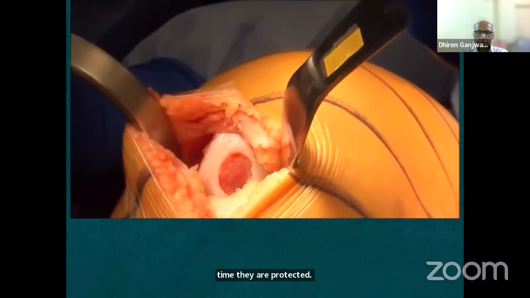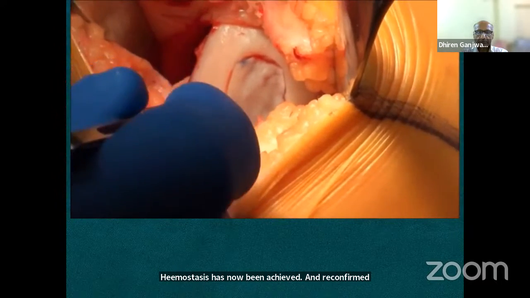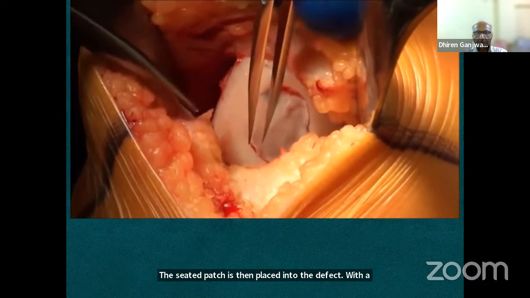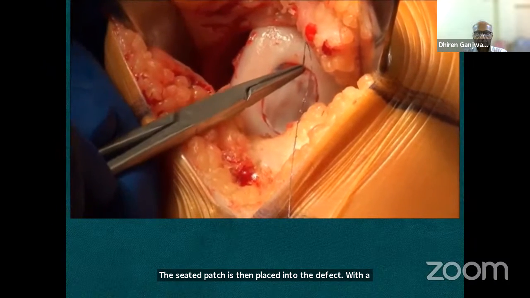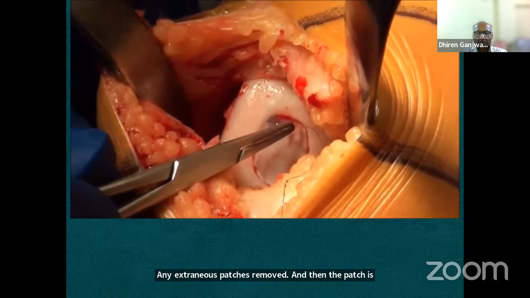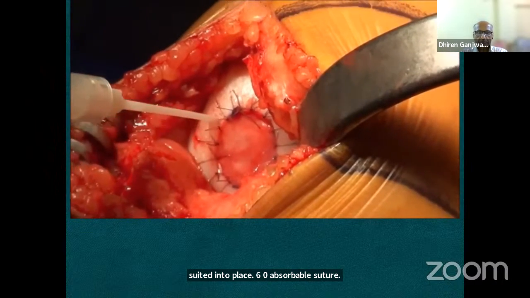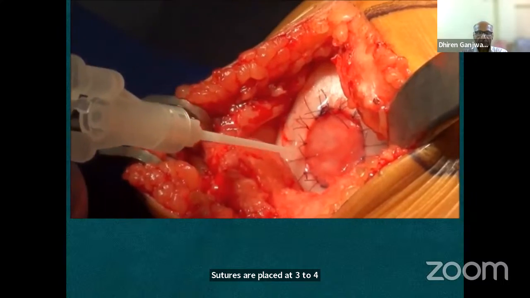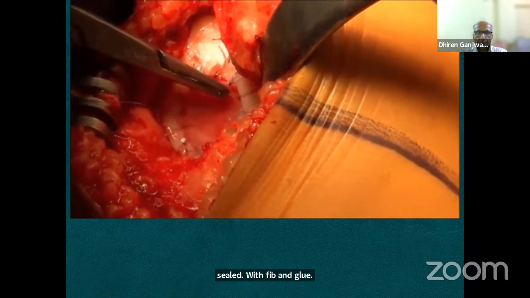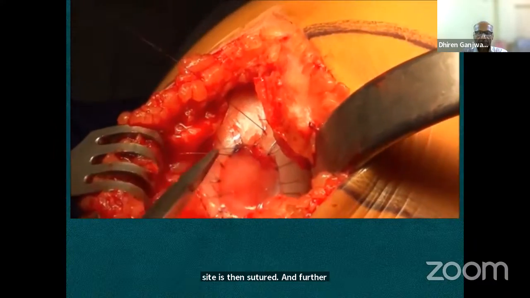Hemostasis has now been achieved and reconfirmed. The seeded patch is then placed into the defect with the rough seeded area facing bone. Any extraneous patch is removed, and then the patch is sutured into place with 6-0 absorbable suture. Sutures are placed at 3 to 4 millimeter intervals and then further sealed with fibrin glue. A second vial of cells is injected, and the injection site is then sutured and further sealed with fibrin glue.